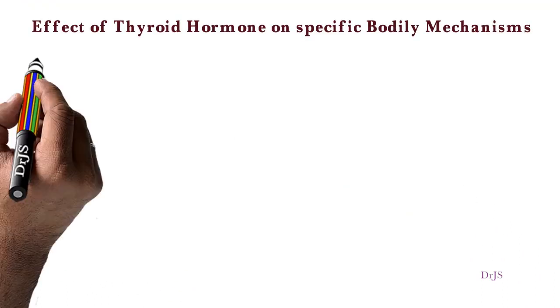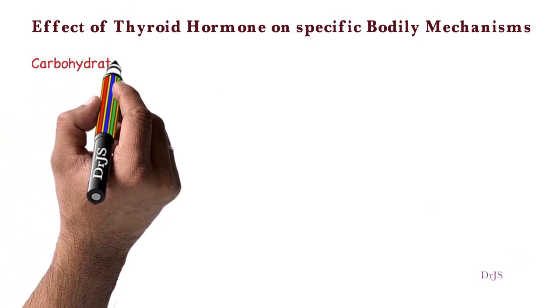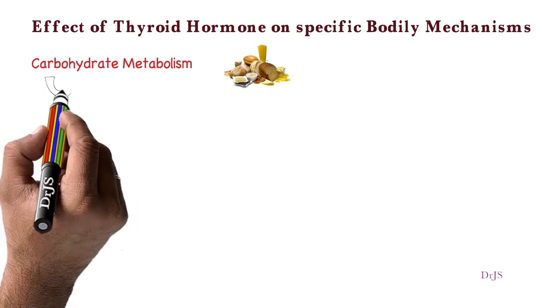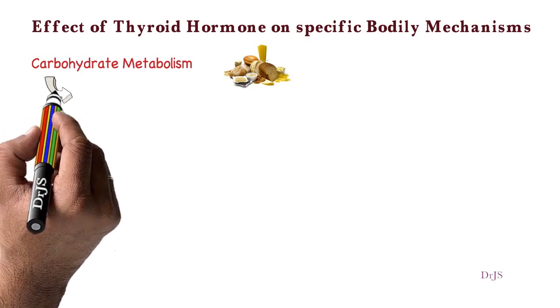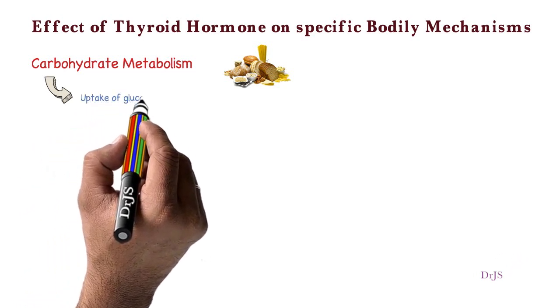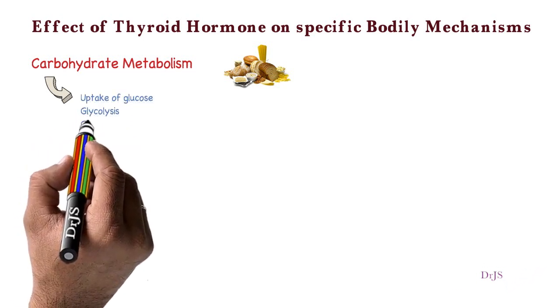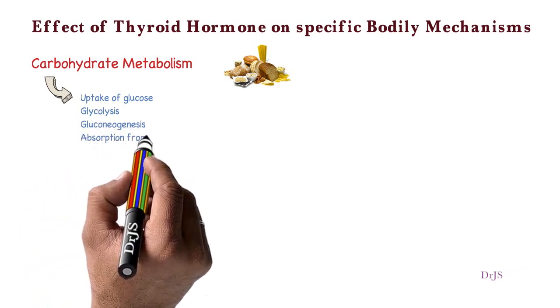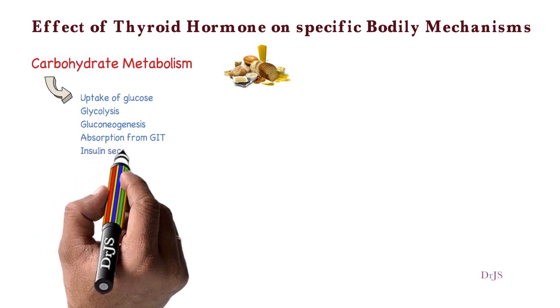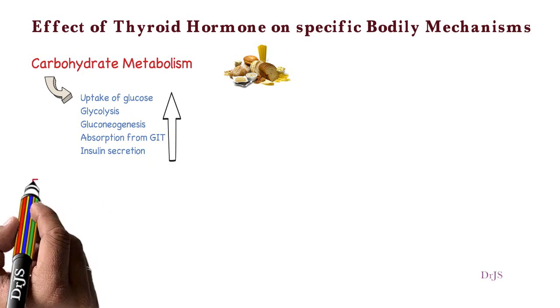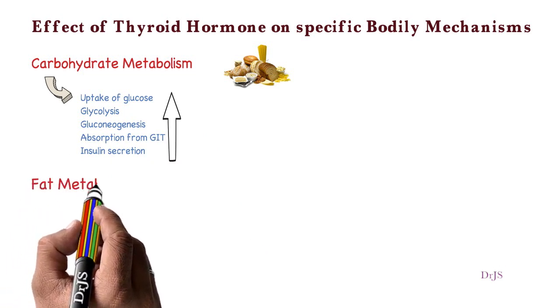Now we will go through the effect of thyroid hormone on specific bodily mechanisms. The effect of thyroid hormone on carbohydrate metabolism: the uptake of glucose, glycolysis, gluconeogenesis, absorption from the GIT and insulin secretion all increase. All these effects probably result from the overall increase in cellular metabolic enzymes caused by thyroid hormone.